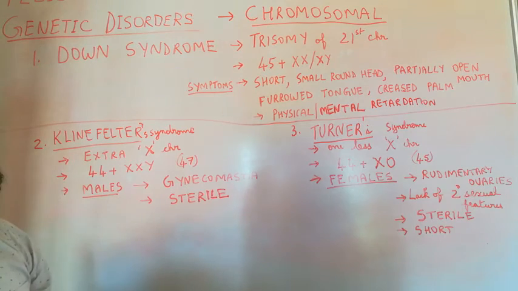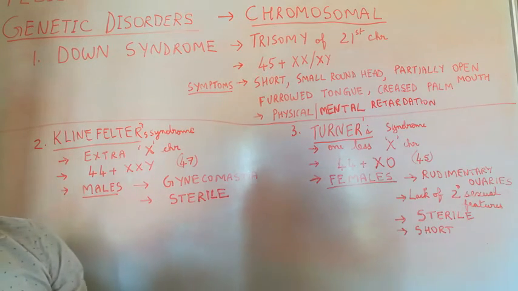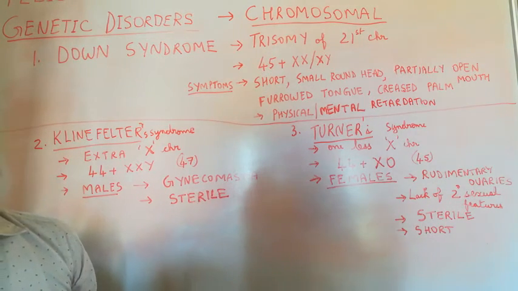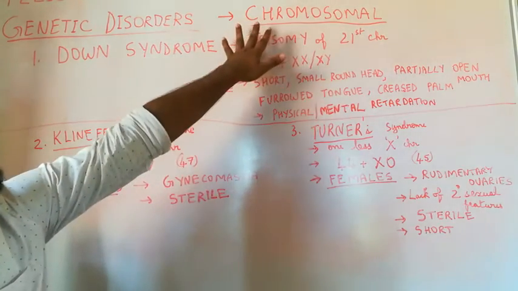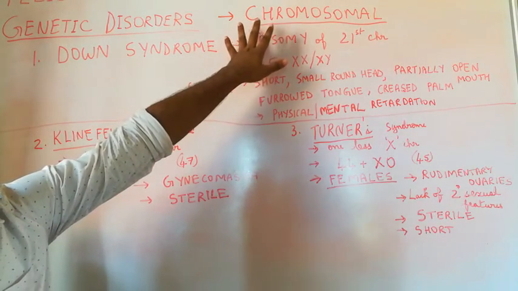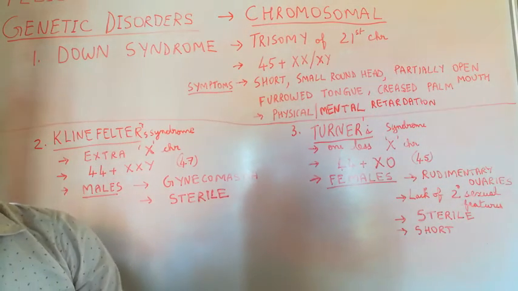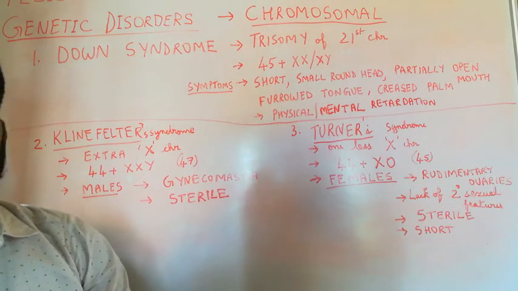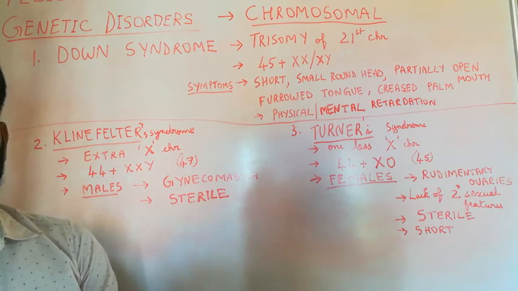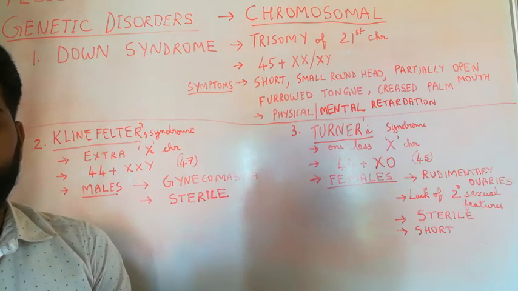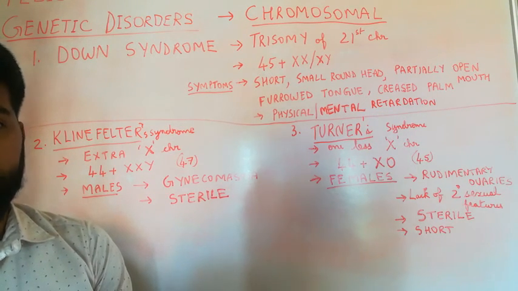That's about Turner's syndrome. All these are due to an extra chromosome being present or a chromosome being absent. That is about the genetic disorders. That is the end of the lesson, Principles of Inheritance and Variation.